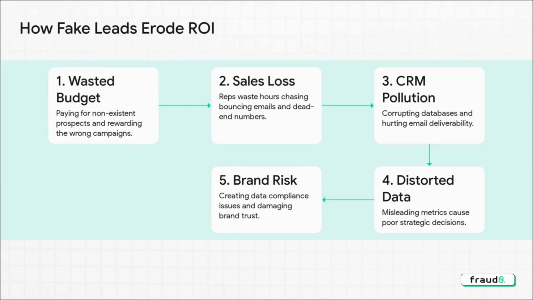And this is where you see the full domino effect. It's not just one problem. It's a massive chain reaction. First, boom, your budget is wasted on ghosts. Then, your sales team loses hours, days, chasing bouncing emails and dead-end numbers. All that junk data then pollutes your CRM, which completely distorts your analytics and causes you to make terrible strategic decisions. And if that's not enough, you can even wind up with compliance and brand risks. It is a complete systemic breakdown.